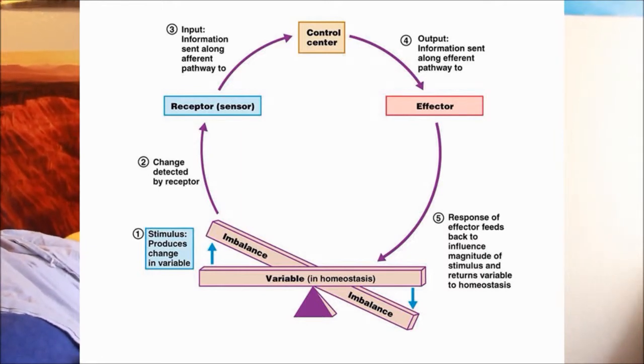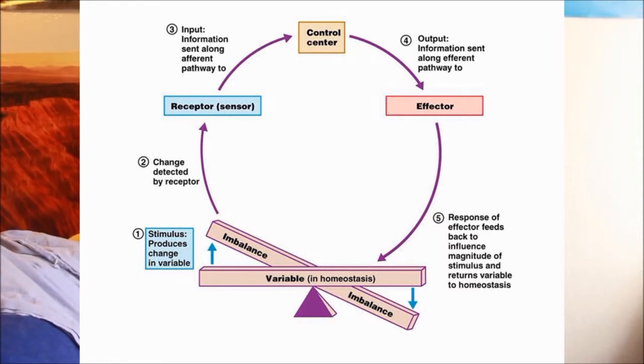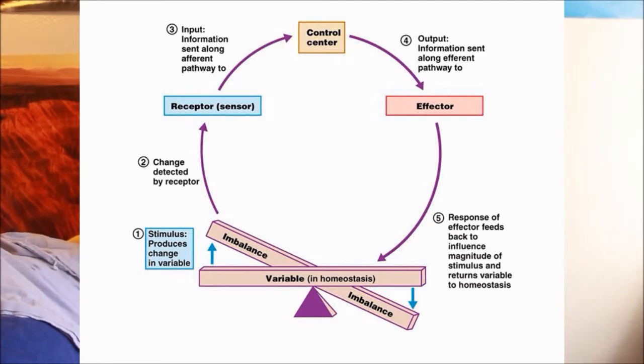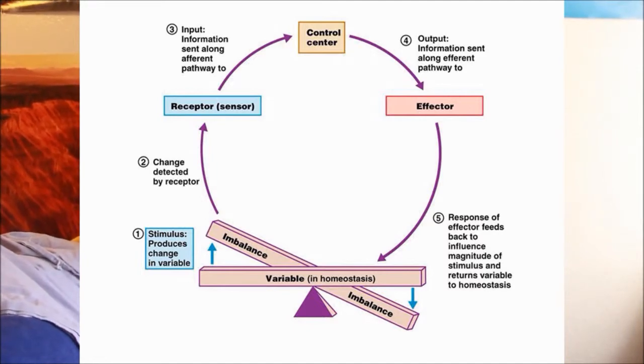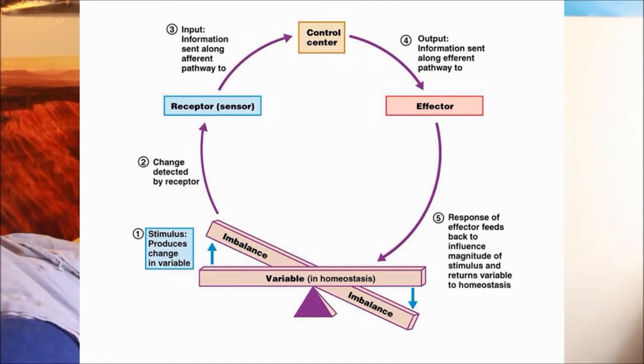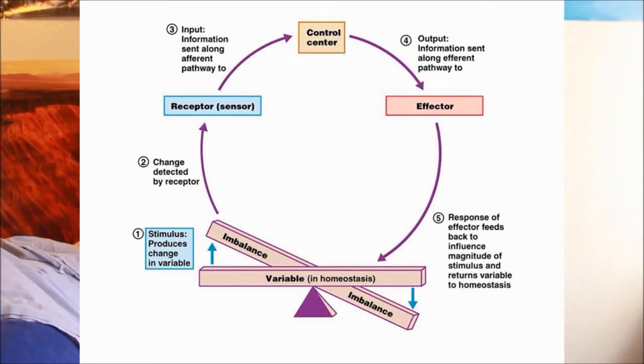Here is a brief explanation of it. A stimulus produces a change to a variable, which is the factor that's being regulated. A receptor detects the change, and the receptor monitors the environment and responds to change, which would be the stimuli. Input is the information that travels along the afferent pathway to the control center.